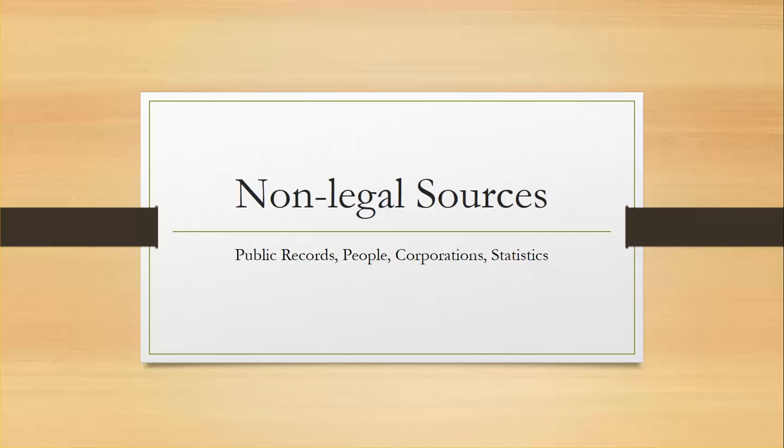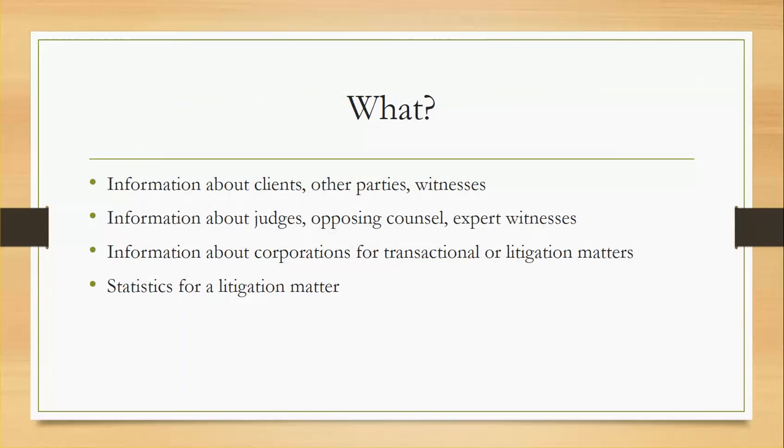Okay, so let's begin. So what types of things might you be asked to look for? You might need to find out information about your own clients, other parties, or perhaps witnesses in your case. You might want to know information about judges or opposing counsel or expert witnesses. You might need information about a corporation for transactional as well as litigation matters. So you might need to know about the financial standing of a company or what its subsidiaries are, or who is the agent to serve process on, those types of things.